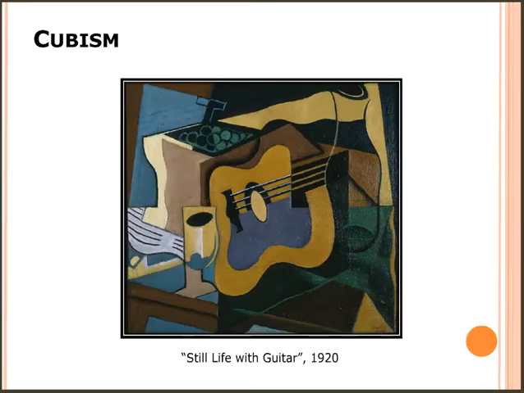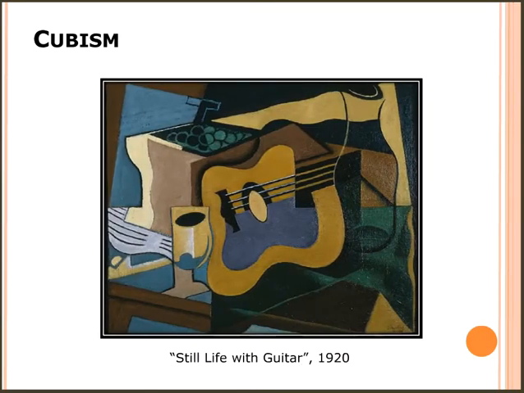Cubism was among the new styles of visual art emerging in the 1920s. Artists like Juan Gris, who painted Still Life with Guitar in 1920, showed three-dimensional objects as patterns of planes and angles, representing a new geometric view of reality.